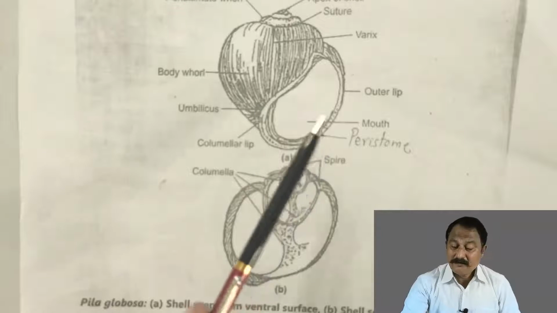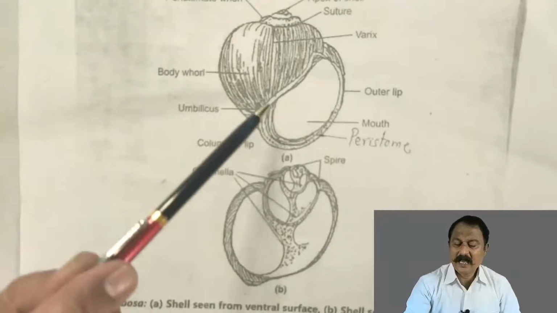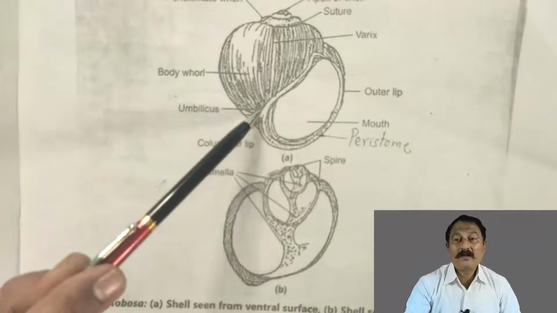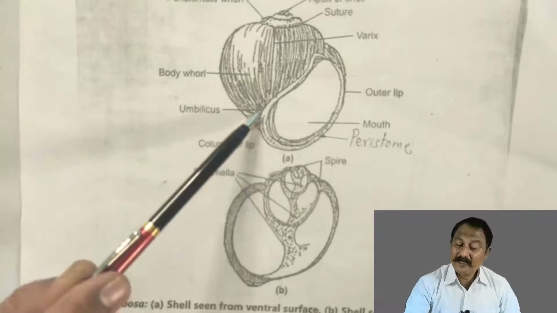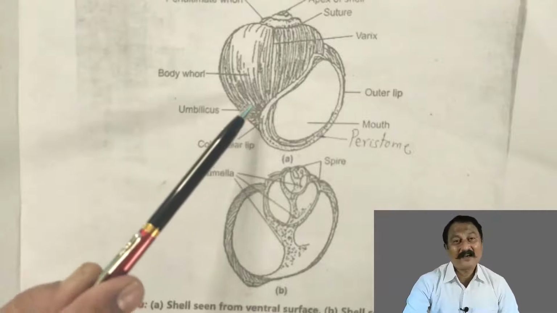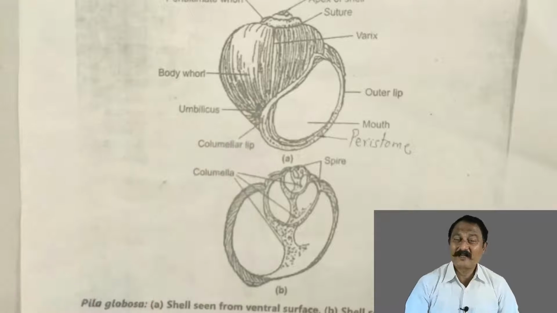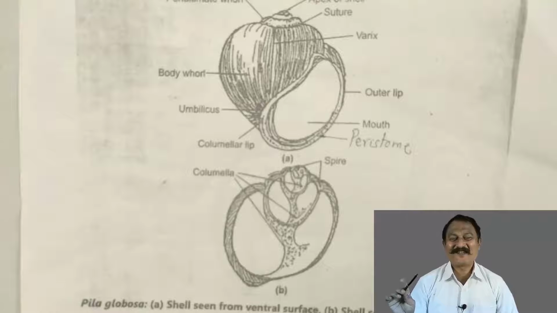Yes, if the shell has an umbilicus, that shell is called umbilicated shell or perforated shell. Listen carefully. Umbilicated shell means in the shell the umbilicus is present, or perforated shell means the shell in which the umbilicus is present.